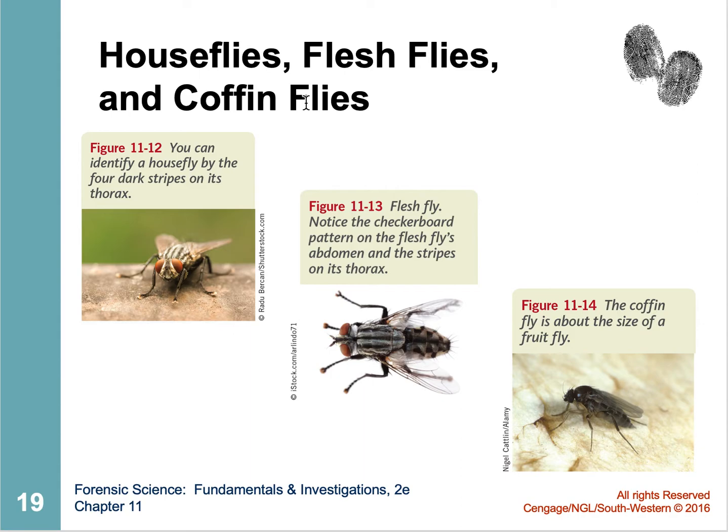Then you have flesh flies. First off, house flies are a little smaller than blowflies. Flesh flies are a little bit larger. They are often gray with longitudinal stripes on the thorax, and the abdomen has a checkerboard pattern. They will simply feed on flesh. There's nothing too crazy about them, but I do want to talk here about these coffin flies.